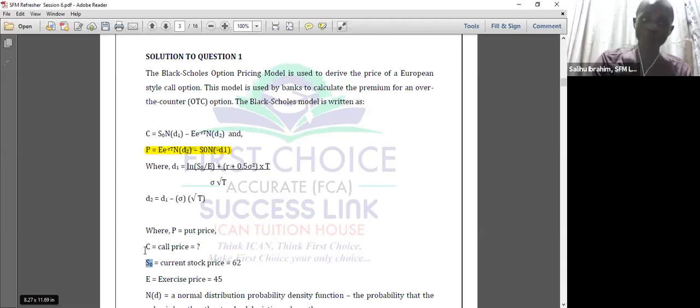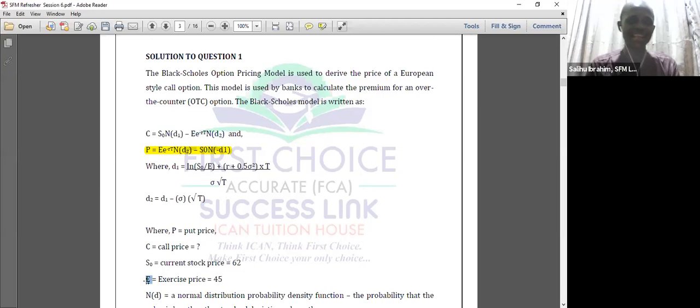Please don't confuse C with S. C is the price of the call option you are buying on that asset. The price of that option is what is represented by C. While S0 is the current price of that particular item you want to buy in the future, not the option now. Now, E is the exercise price.